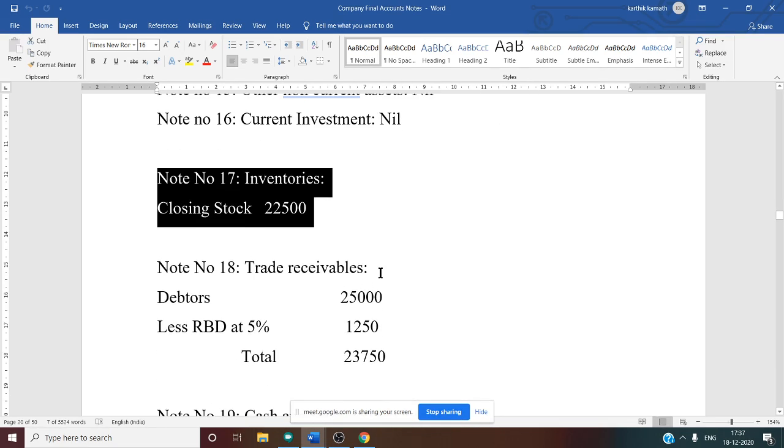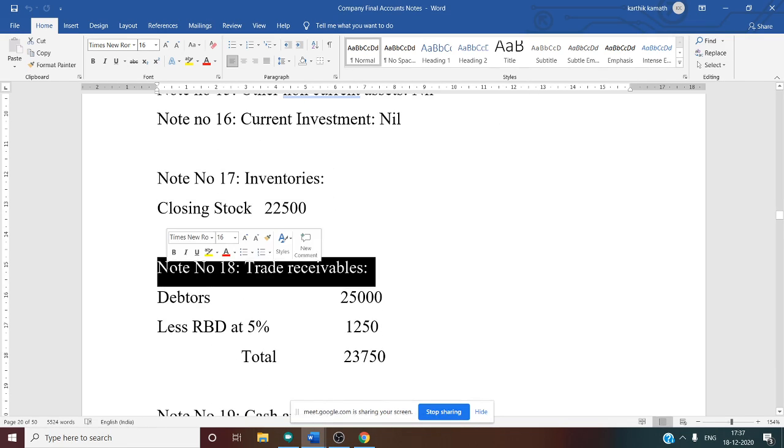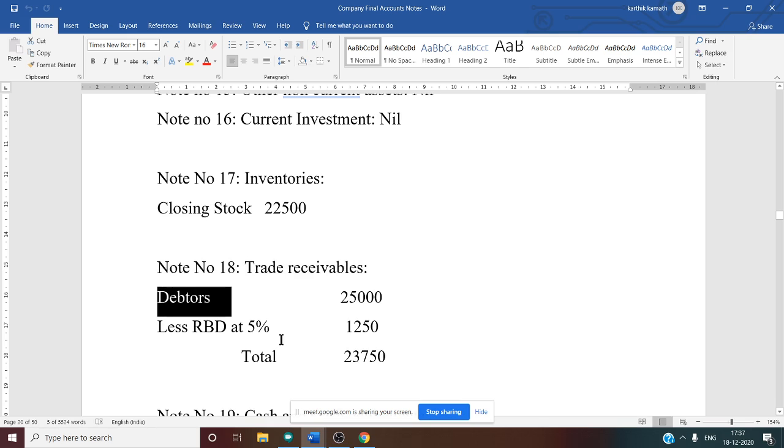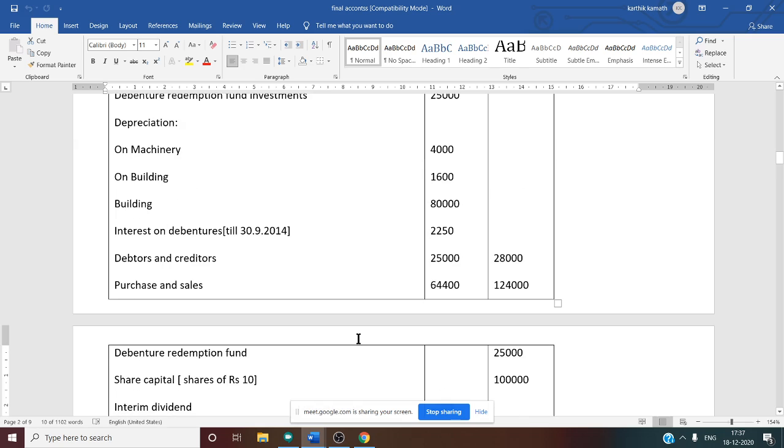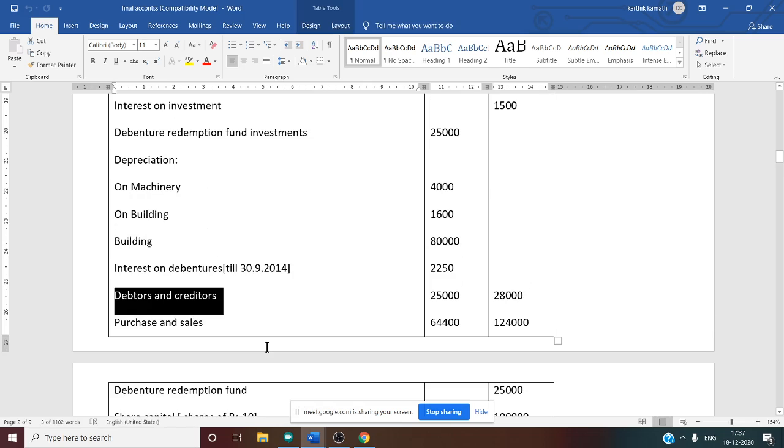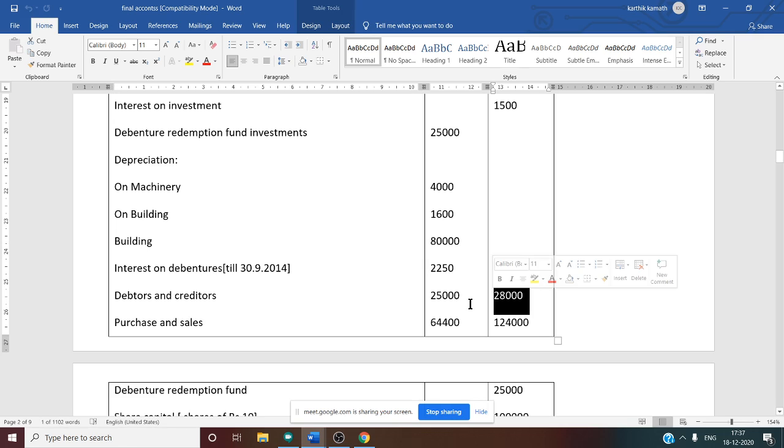Then note number 18 is about trade receivable. Trade receivable, two pieces of information we want: debtor and RBD. So once again we have to see the trial balance. Debtor information we have to find out, where debtor information is given in the trial balance. See this, debtor and creditor information given together. Debtor information, debit side, they have given 25,000. Creditor information, that is credit side, they have given 28,000. We want debit side information, 25,000. So our debtor balance we know now is 25,000.